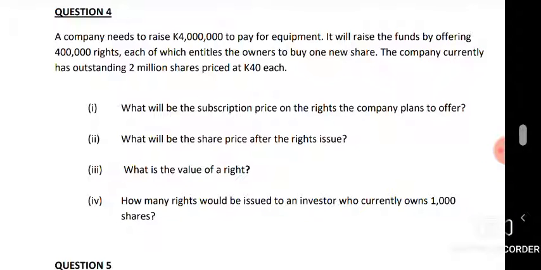So there are some formulas that you need to know, and there are particular long-term sources of funds, and I'll be explaining how you'd get all the answers to these questions. The subscription price has its own formula, by the way. Let me just share the screen again.